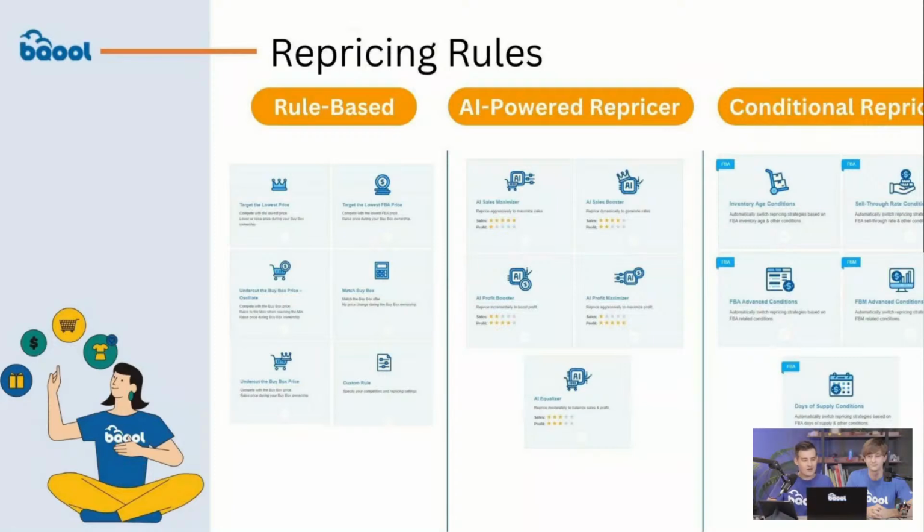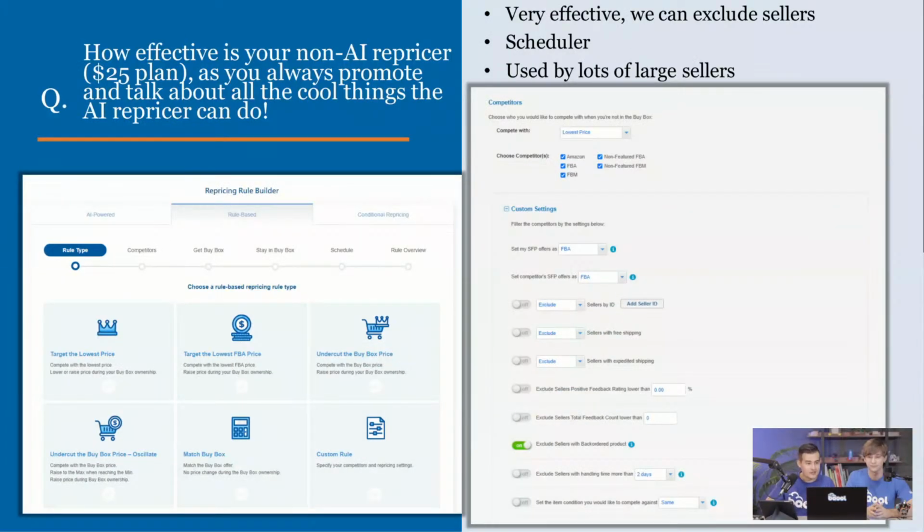One of the questions that our audience asked us is, how is your $25 non-AI repricer plan? Because we always promote the AI repricer. Like, who uses this, right? Maybe Alex could share a little bit more about this.